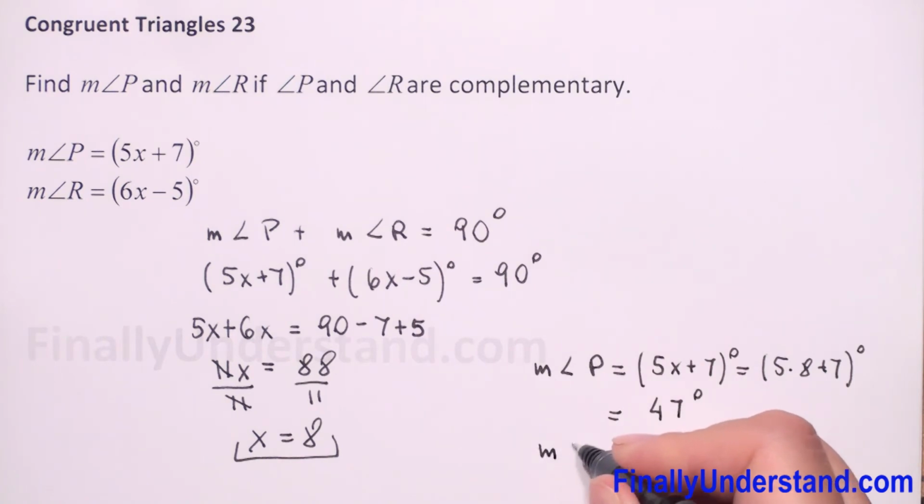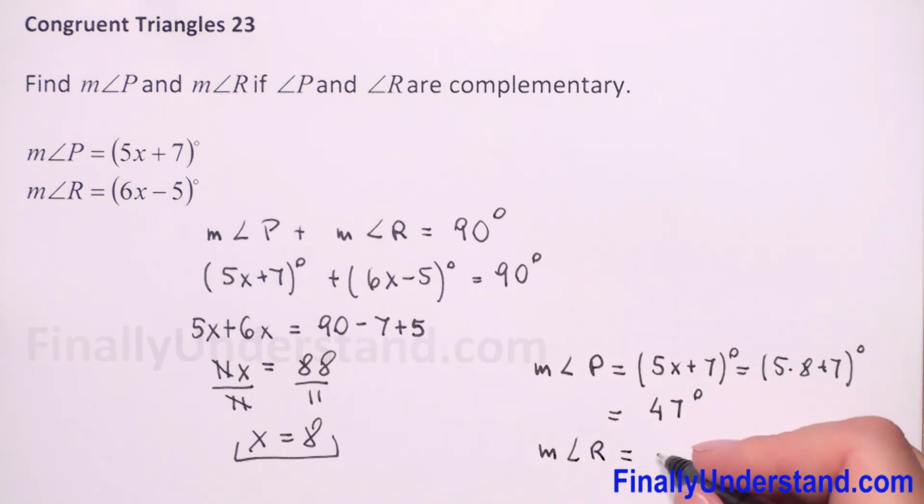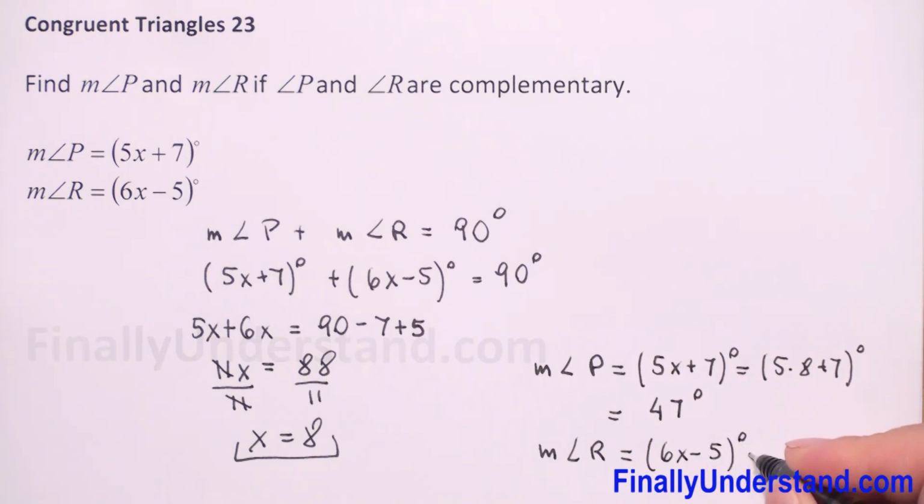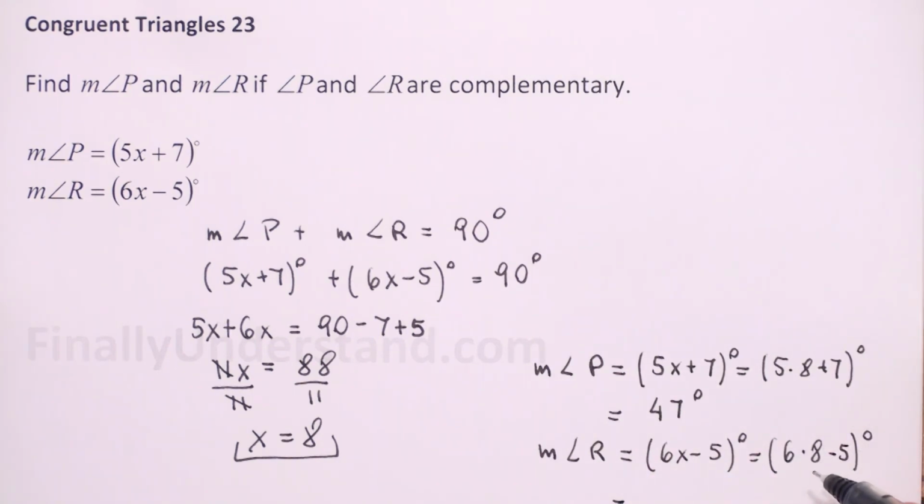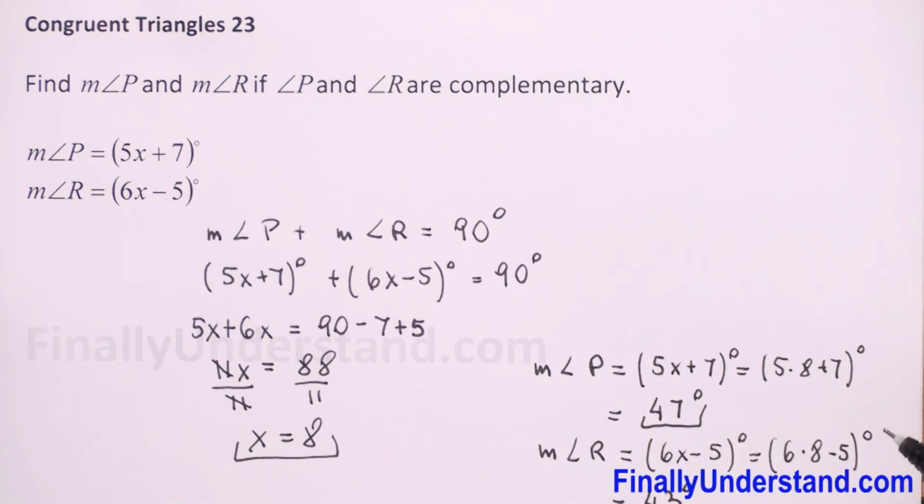Next, measure of angle R is given by the expression 6x minus 5 degrees. So this is equal to 6 times 8, we just substitute x by 8, minus 5 degrees. So this is equal to 8 times 6 is 48 minus 5 is 43 degrees. So we found the measures of angle P and R. This is my solution.